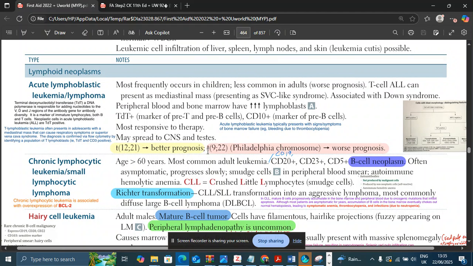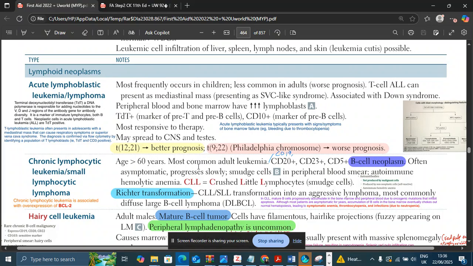The first important thing is the elderly population, with CD19, CD20, and CD23 positive cells. The second is smudge cells, and the third is Richter transformation. What is Richter transformation? CLL transforms into an aggressive lymphoma, most commonly diffuse large B cell lymphoma. The most accurate test to diagnose CLL is flow cytometry, which will show monoclonal B cells that are CD19, 23, and CD5 positive.